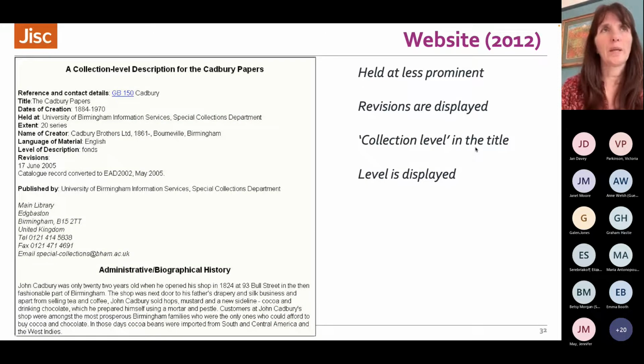This is actually a screenshot showing you a description from 2012, so not that long ago. Here you can see we were still putting dates of revisions and things. So that's the sort of thing we tend to hide now. We tend to try and make it a little bit more slick. Interestingly, where it's held, so you can see four rows down, you've got held at University of Birmingham. That's something that we've increasingly needed to make more prominent, actually. But it's interesting that we've put a collection level description, and we've also put level of description fonts, which I kind of hate because I think most people in the world don't know what that means. So we've moved away from doing that kind of thing.